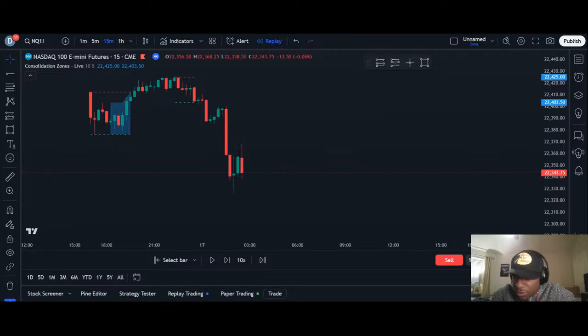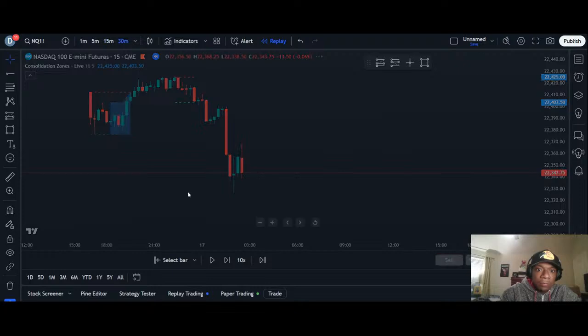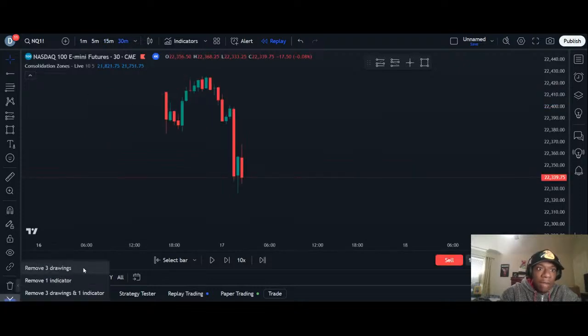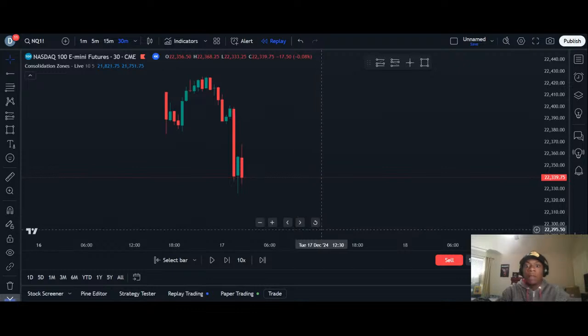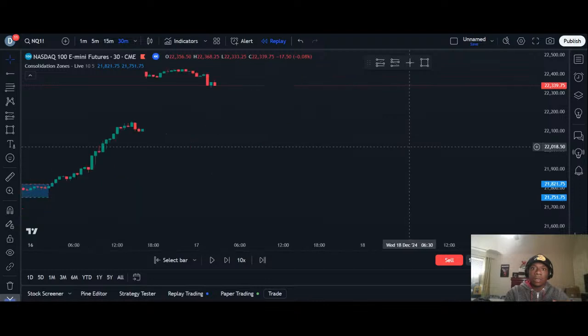5 and 15. I use 1 day and 4 hour for bias and 30 for 15. So I'm gonna show the strategy on this 30-minute time frame real quick, since you say you use the 30 for entries. But like I said, for this strategy, I really don't look at any other time frame. So whatever time frame the zones show up is the only time frame I look at.